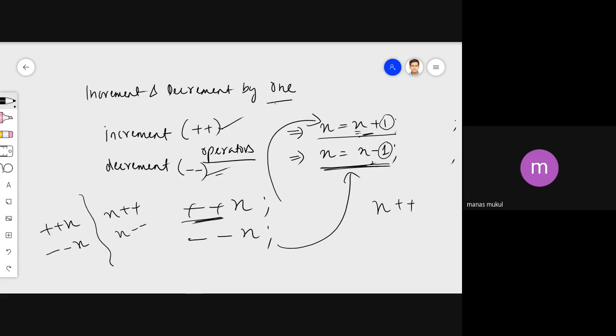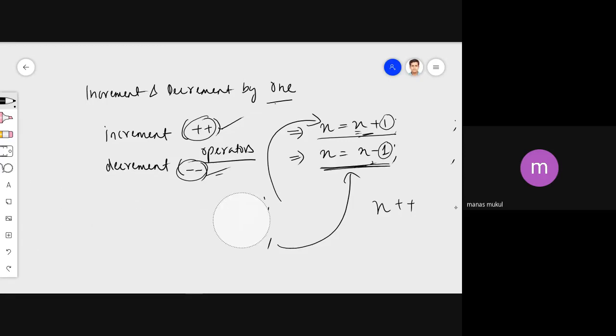Now, in both, there is a different meaning. Both are not the same. Okay, and I'll explain exactly how they are different. But what you must remember right now is when we use this increment or decrement operator, we are only doing addition or subtraction by one unit. That means by one. Okay, so let me explain the difference between these two different ways of using increment and decrement operator.